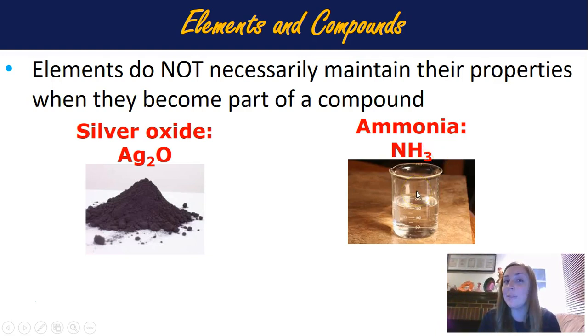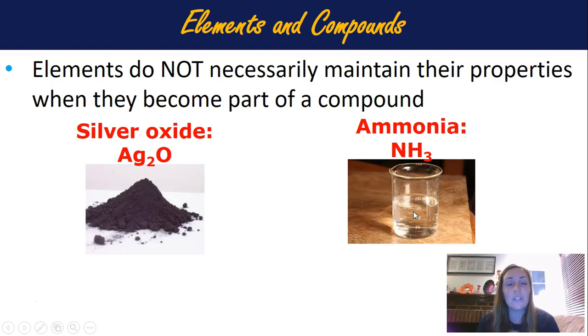But if you've ever cleaned with ammonia, you know it has a very strong smell. It's a liquid at room temperature. It is clear, but it's a clear liquid. So it has its own set of properties. It doesn't matter what elements make it up. You can't predict the properties of a compound based on what elements make it up.